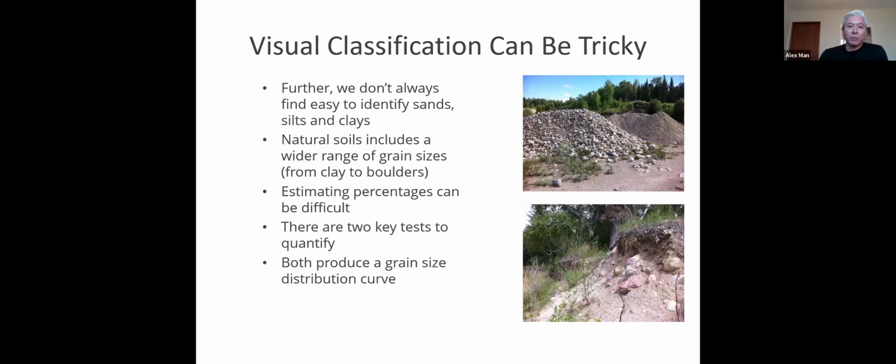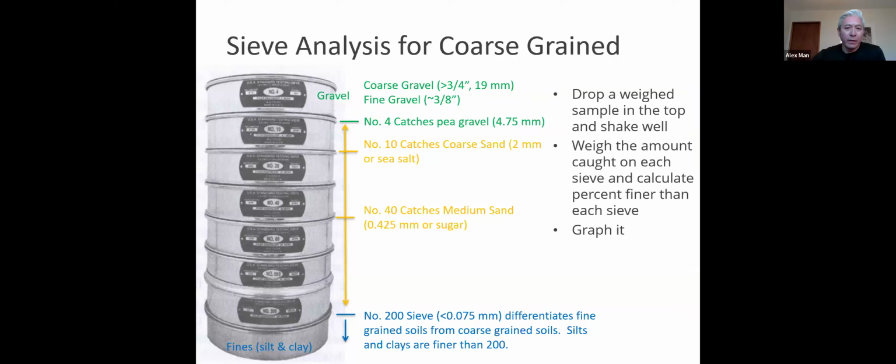Further, we don't always get those easier to identify sands, silts, and clays. We're faced with a much larger grain size out there, from boulders that are basketball sizes and larger to coarse sand or coarse gravel and baby head sized cobbles. So what I want to do is talk to you about 2 key tests to quantify that, and both of them produce what's called a grain size distribution curve. So let's talk about those.